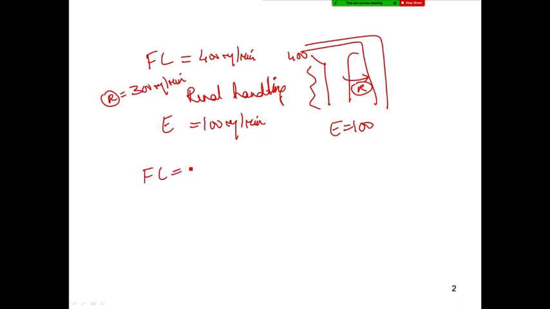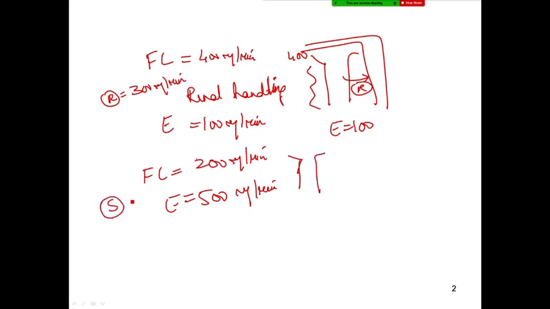If filtered is 200, excretion is 500. Then what happened to the substance? Secreted. It got secreted. Yes, and how much? 300 milligrams per minute.